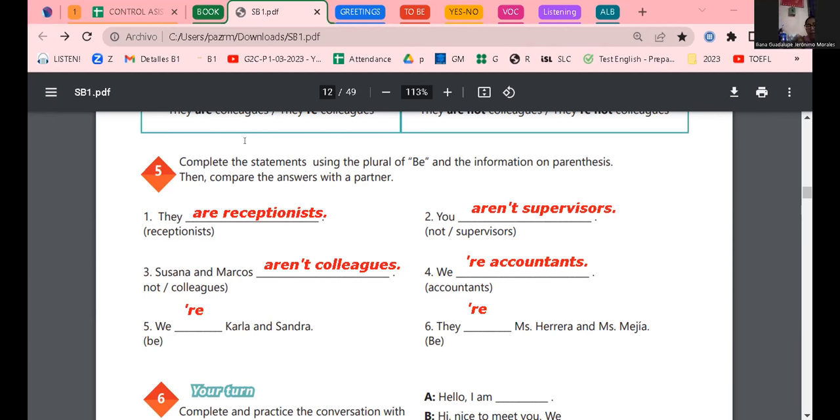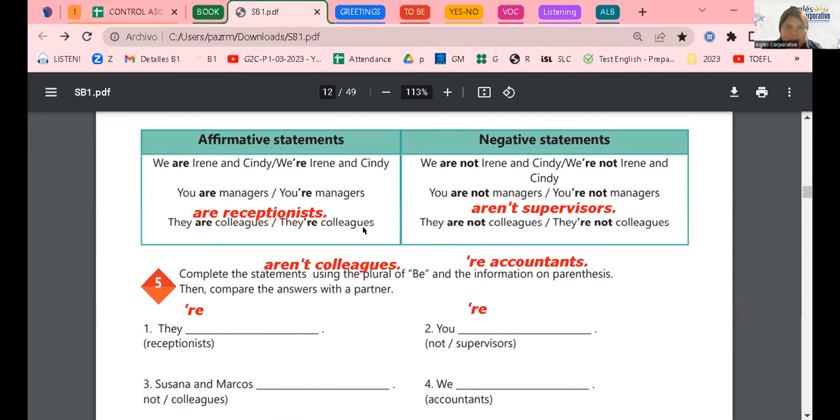Dígame. En este caso, podría ser contractada o podría ser normal, ¿verdad? Correcto. En las dos formas estaría correcto. Sí. O sea, we are. Correcto. Sí, puede ser forma larga o forma contractada. Acá lo estamos haciendo así para que ustedes se vayan familiarizando con las contracciones también.